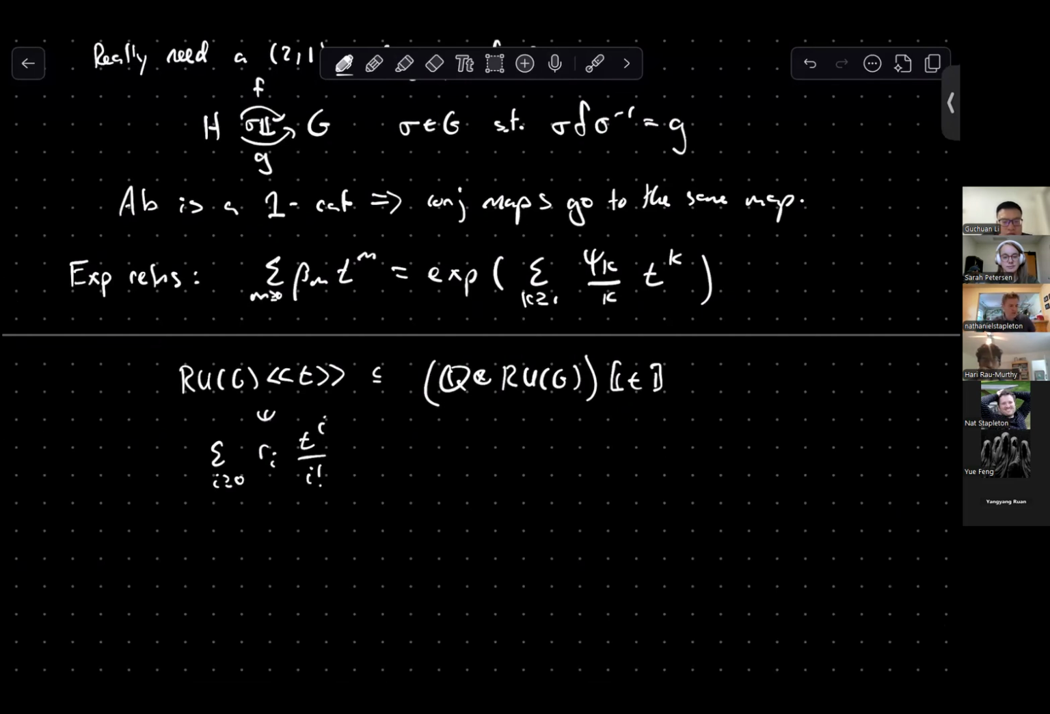But these are the kinds of things that live in here, and then this power series makes perfect sense in this ring. And so this whole equation can be made sense of in here.